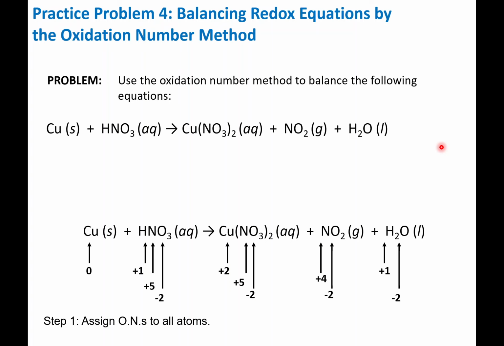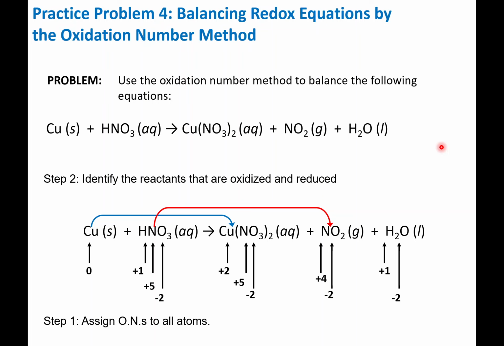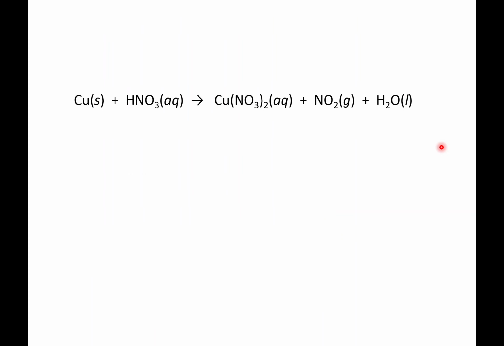What you can see here is that copper is increasing in oxidation number, meaning it's losing electrons, being oxidized. Nitrogen, going from a +5 to a +4, is being reduced. Okay, so in this example, copper is oxidized, nitrogen in HNO3 is reduced.